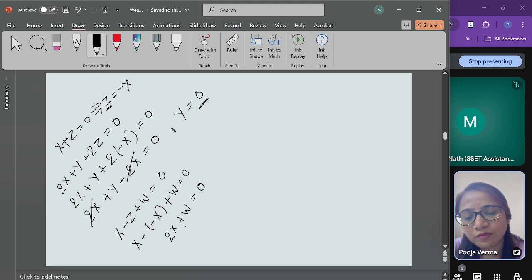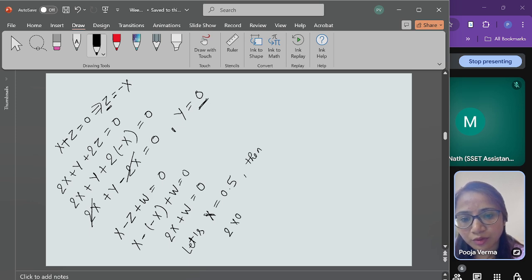So what do we need to do? We can't solve it directly, so we have to take any value for x or w. Let's just take x equal to 0.5. You can take any value; I have taken 0.5 here. Then what will the values be if we put 0.5 in this equation?